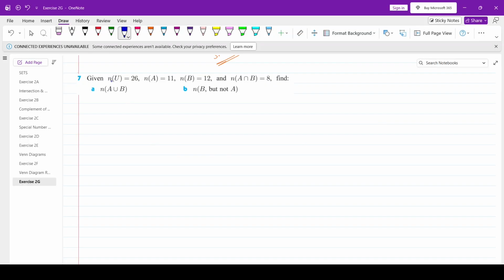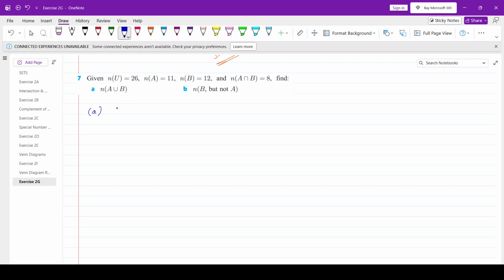Given that the number of elements in the universal set is 26, the number of elements in A is 11, the number of elements in B is 12, and the number of elements in A intersection B is 8. Find the number of elements in A union B.